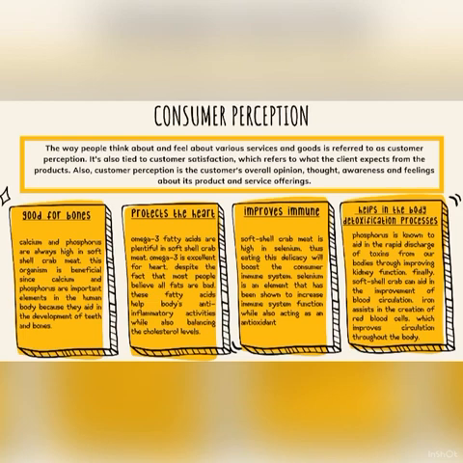Next, it protects the heart. Omega-3 fatty acids are plentiful in soft shell crab meat. Omega-3 is excellent for the heart, despite the fact that most people believe all fats are bad. This fatty acid supports the body's anti-inflammatory activities while also balancing cholesterol levels.